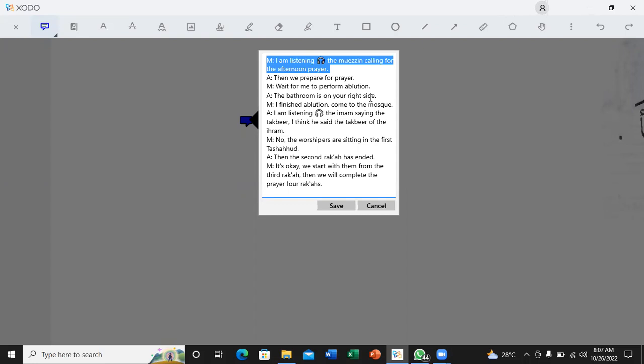Ms. Muhammad, I am listening. The muazzin is calling for the afternoon prayer. Ana asmau, is that correct? Ana asmau. Yes. Ana asmau, al muazzin yunadi. Not yunadi bis salatul dhuhr, but li salatul asr. Ana asmau, al muazzinu yunadi li salatil asr.